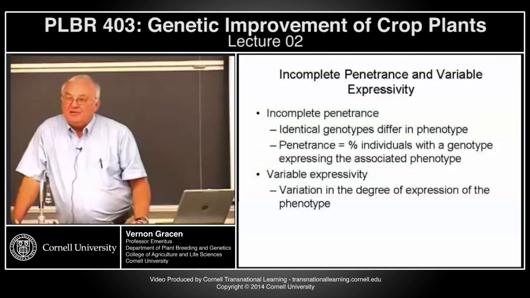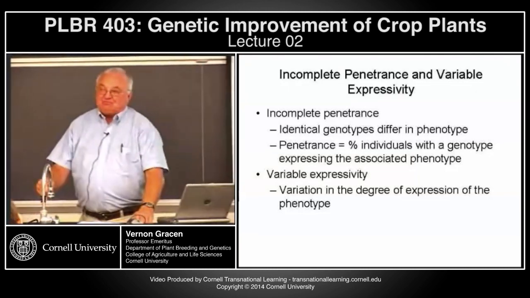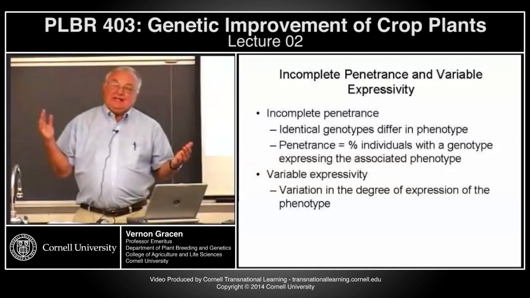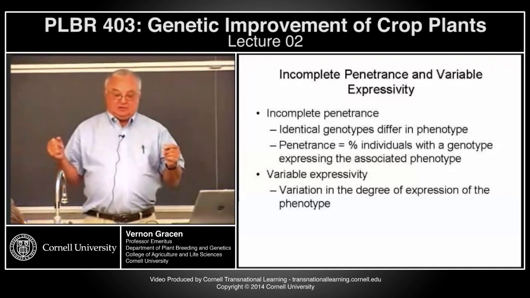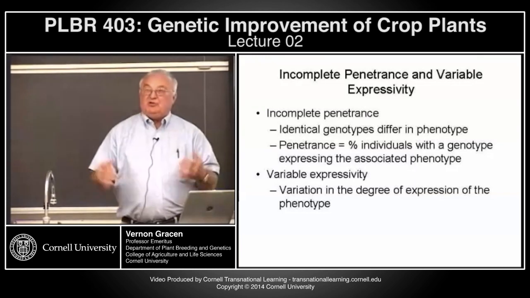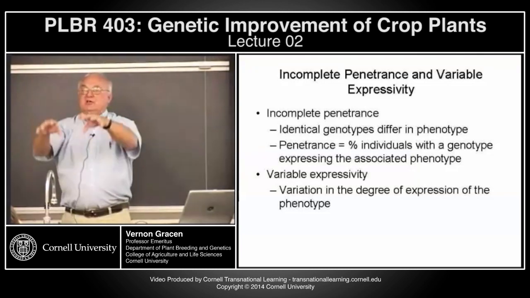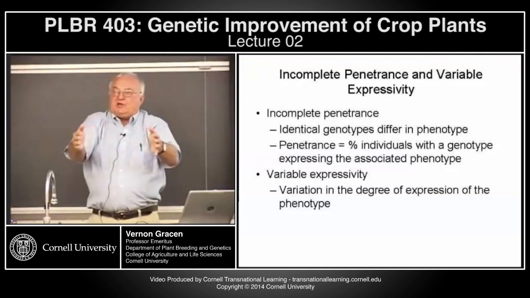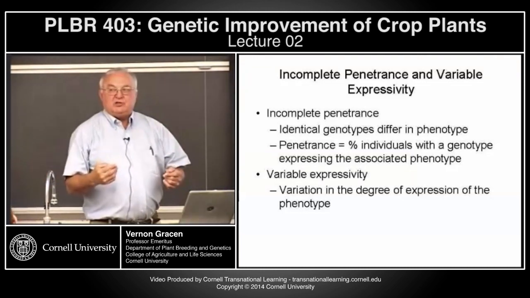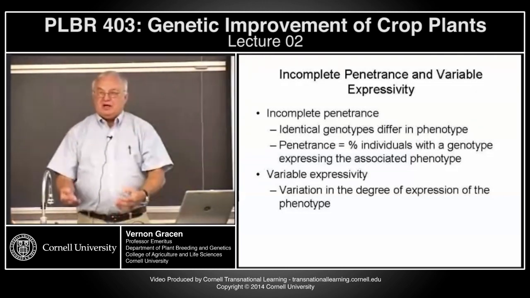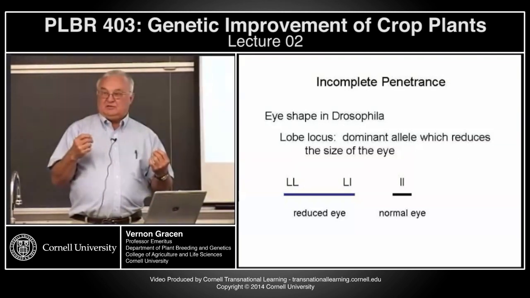So is incomplete penetrance because of the environment? Because we have identical genotypes? Well, it can be environmentally influenced, but no, we're talking about at single loci. Let me give you some examples. Typically we say if we're dealing with quantitatively inherited traits, lots of genes, we can expect that the more genes controlling a trait, the more environmental impact you can have. But what we're saying here is for simply inherited traits, we can get variations in expressivity and penetrance.